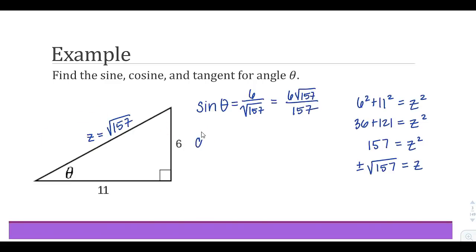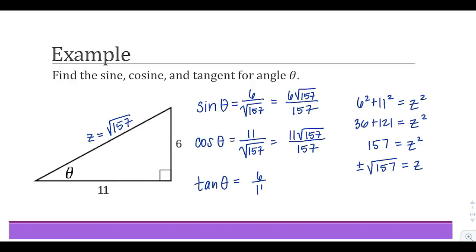And now cosine theta is equal to adjacent over hypotenuse. The CAH in SOH-CAH-TOA, adjacent is 11 over the square root of 157. Again, rationalizing, I get 11 radical 157 over 157. And finally, tangent is the TOA part of SOH-CAH-TOA. So opposite over adjacent is just going to give me 6 over 11. So tangent theta is equal to 6 over 11.